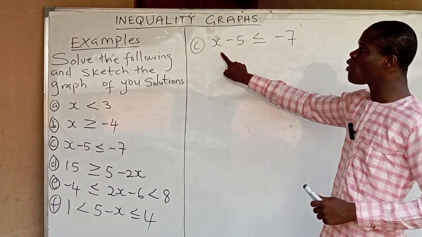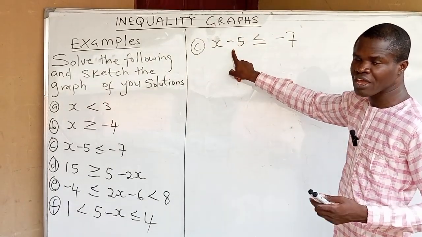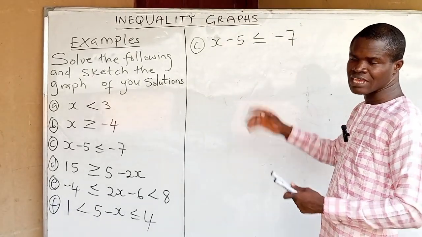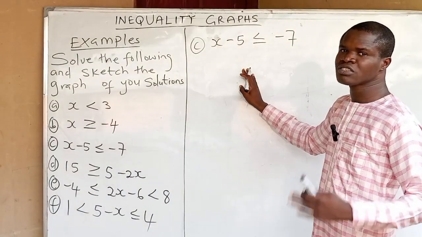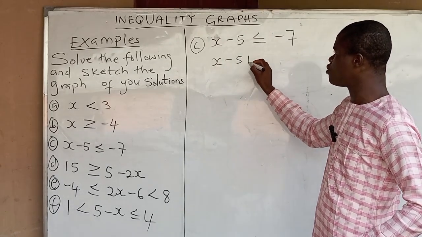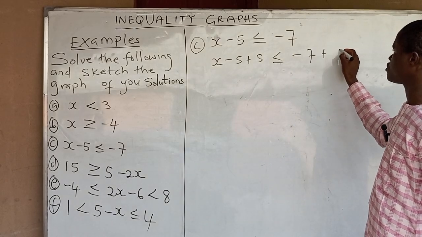So in this problem, we want x to stand alone, but there is a presence of minus 5 here. To remove this minus 5, I'm going to add 5 to both sides of the inequality. Adding 5 to both sides, I'm going to have x minus 5 plus 5 is less than or equal to minus 7 plus 5.